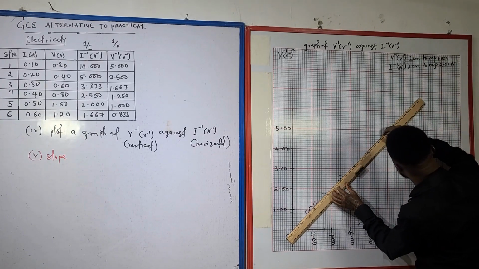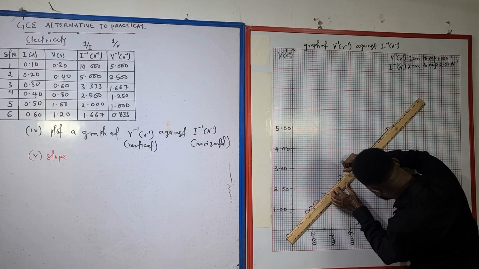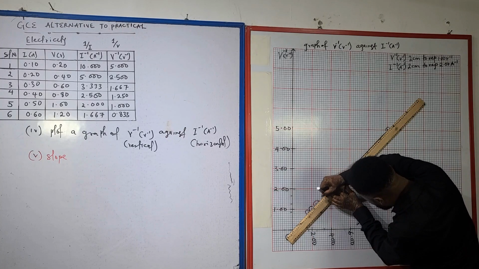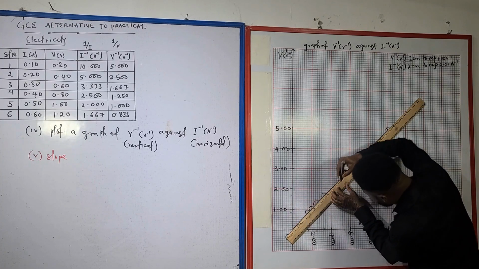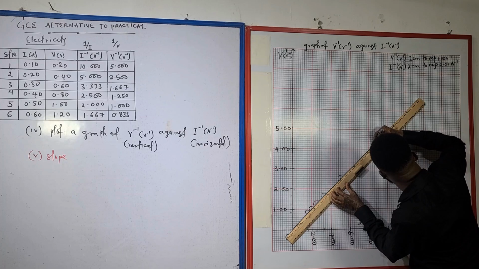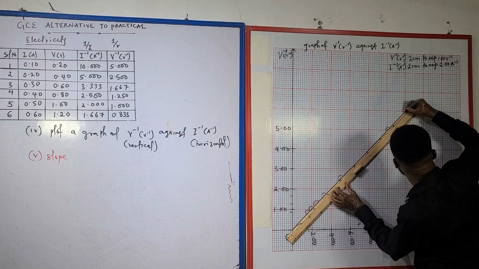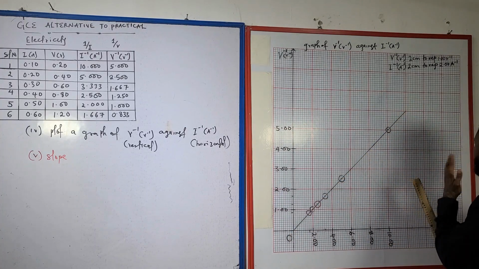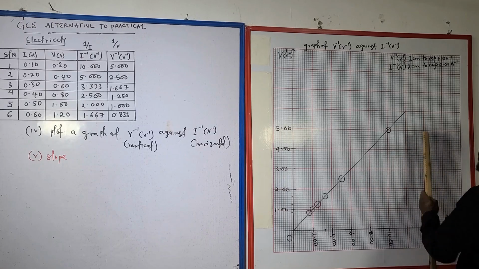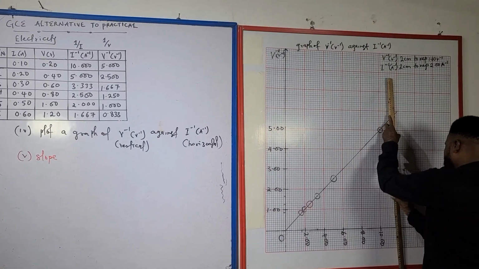Let me get that in. Looks like a straight line through the axis. I could extend it if I want. So boom, this is what I have. So I've been able to get that straight line. Then I can decide exactly what I want for my slope.